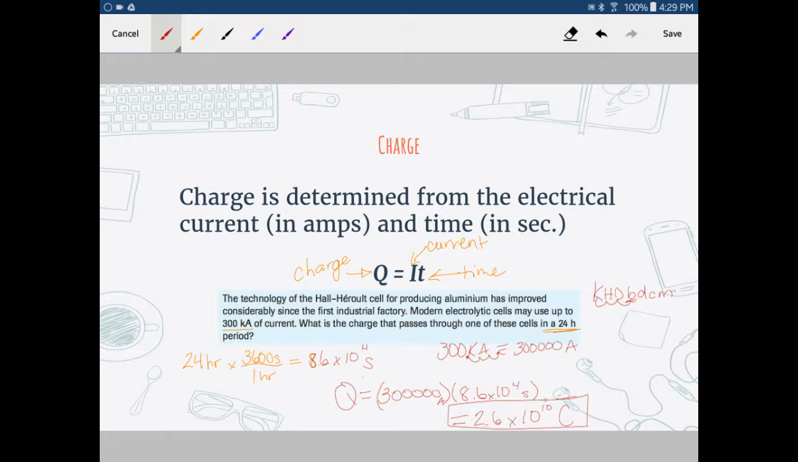What you might notice here is this is a very large number. This is a huge amount of charge being transferred in this aluminum cell. If you compare that to a 100-watt light bulb, in 24 hours it would be about 7.2 times 10 to the 4 coulombs. So that is way more charge here. The important thing to note is Q equals IT.